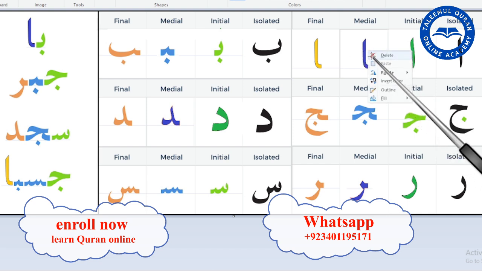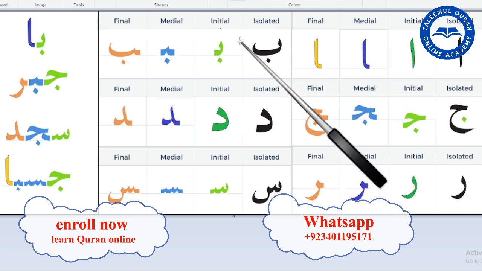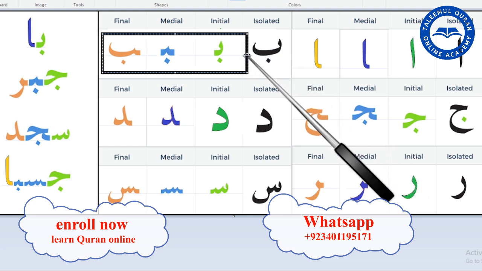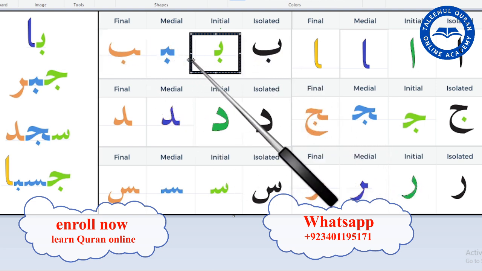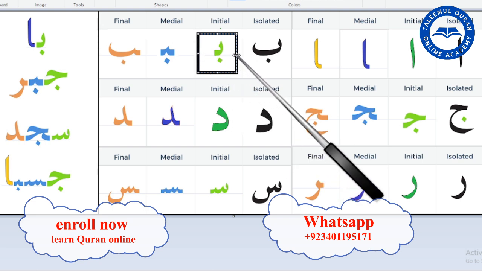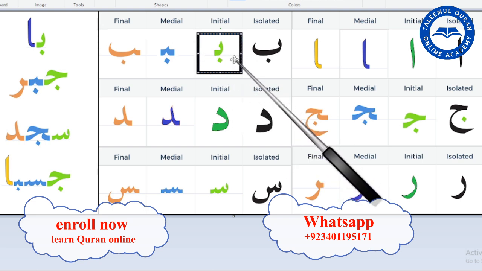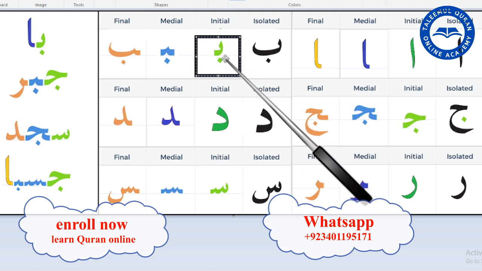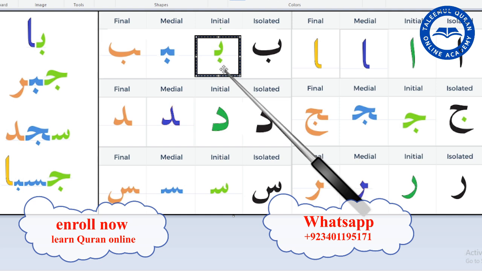Ba has three shapes, and an isolated shape as well. If ba is an initial letter, at the beginning of the word, ba will be in this shape. So you recognize it by the number and the position of dots, right?